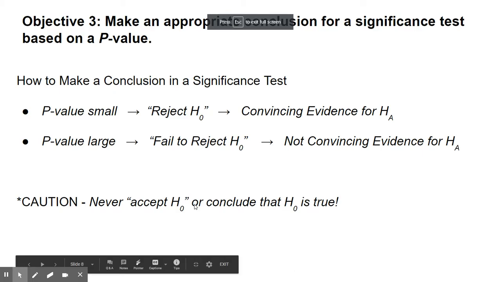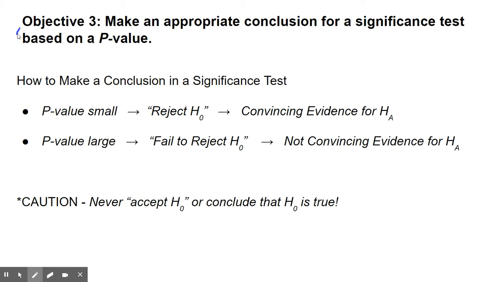All right, so that's the third objective, the most important objective here. We are talking about making our conclusions based on our p-values. Again, very, very important. How do we make our conclusions here? Well, I'm going to tell you right now. How do we make conclusions in a significance test? Well, it's all about the p-value, right?